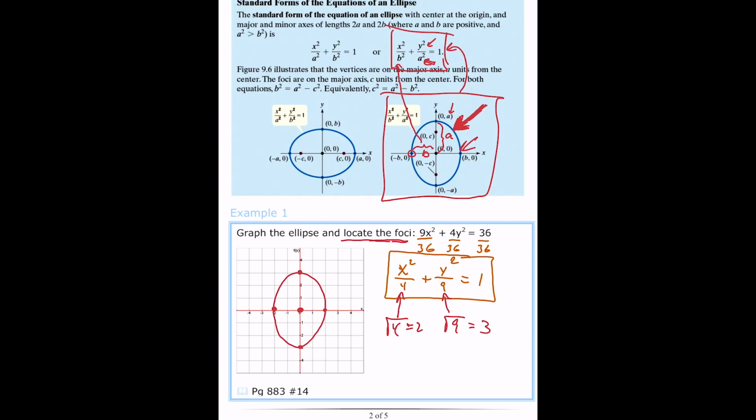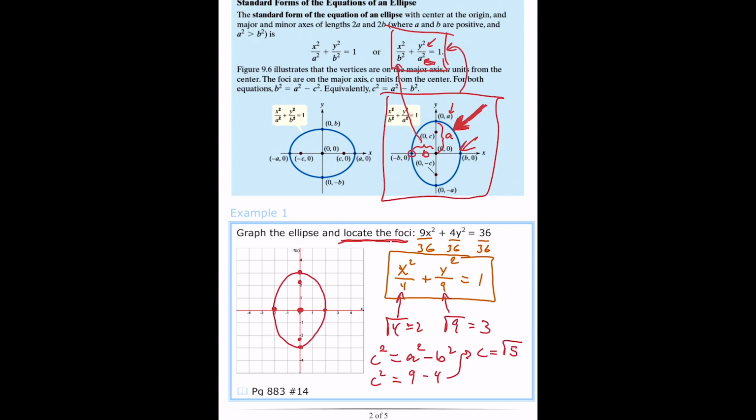And we also want to locate the foci. To find the distance from the center to either one of the foci, we're going to use the equation c squared equals a squared minus b squared. In this case, c squared is equal to, now remember, it's got to be the larger of the denominators minus the smaller in order to get a positive number. And so that I don't go off the page, I'm going to slide over here and say that c is equal to the square root of 5, or you could say plus or minus the square root of 5. Now the square root of 5 is a little bit more than 2, so I'm just going to ballpark the location on the graph of my foci.